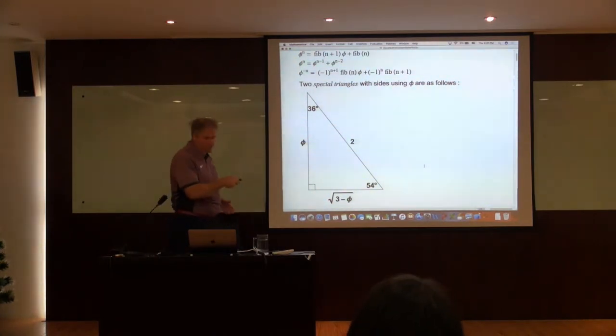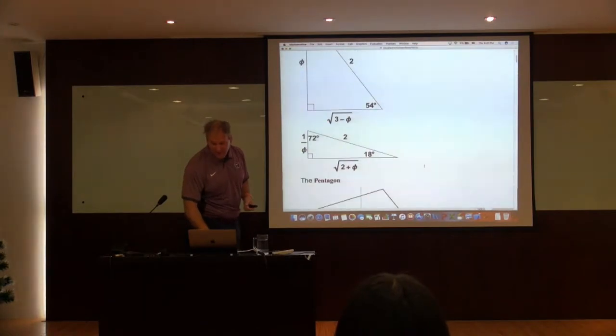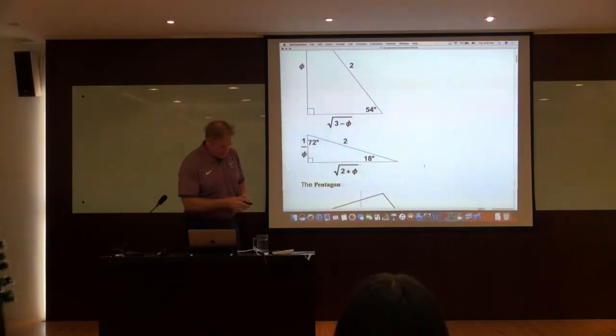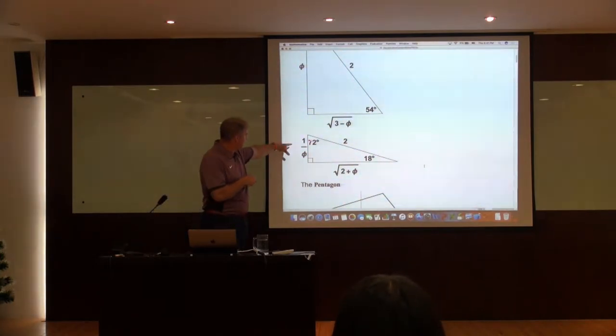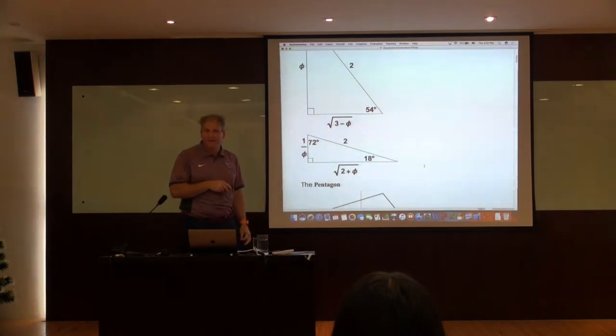So this is one special triangle. The other special triangle, which we will use later, is 1 over phi. And remember, what's 1 over phi? Phi minus 1, right? And it's the 72, 18 degrees triangle. You've got 2 over here, and the square root of 2 plus phi. So really interesting special triangles that incorporate the golden ratio.